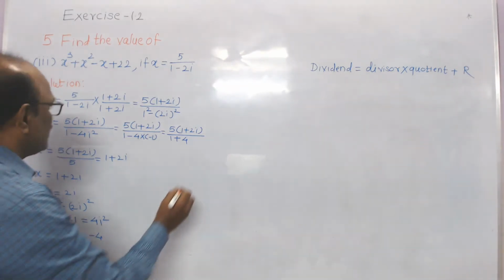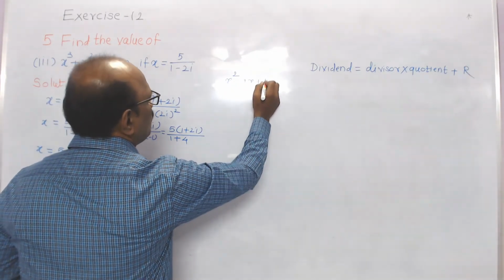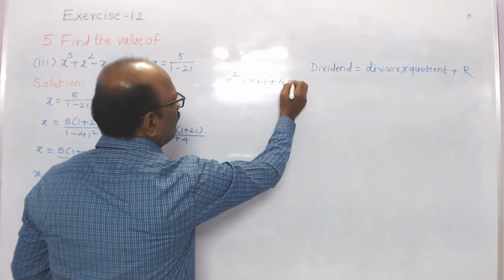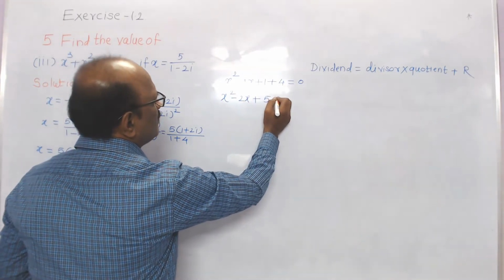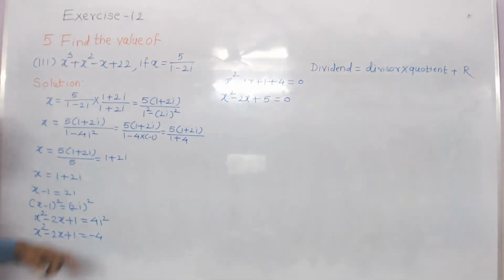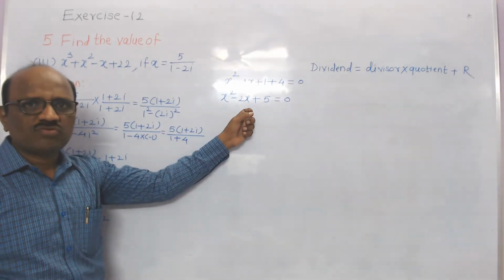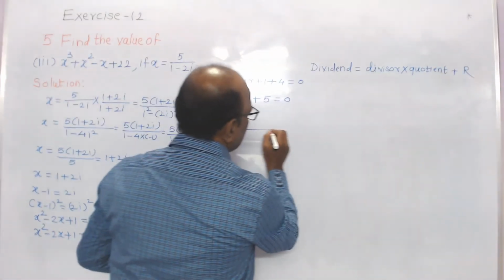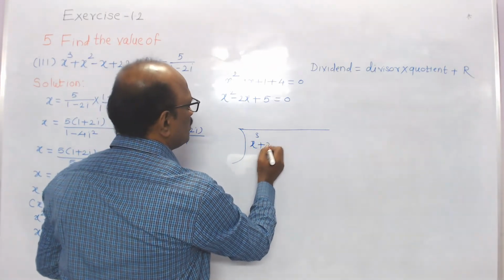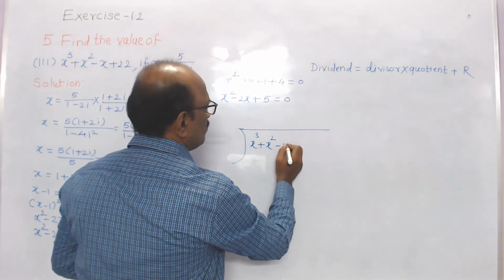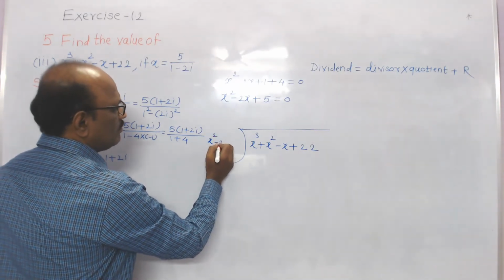And hence again this can be written as x square minus 2x plus 1 plus 4 and that's equals to 0. Therefore x square minus 2x plus 5 this equals to 0. Now we'll divide the polynomial x cube plus x square minus x plus 22 by x square minus 2x plus 5 is equals to 0. That is in this manner. X cube plus x square minus x plus 22. That is we divide here by x square minus 2x plus 5.